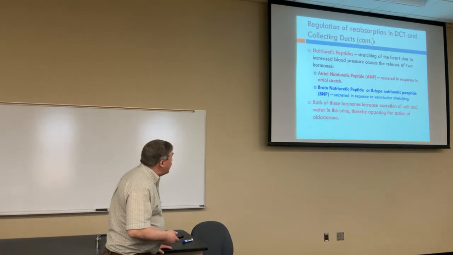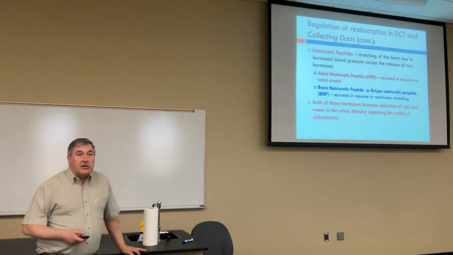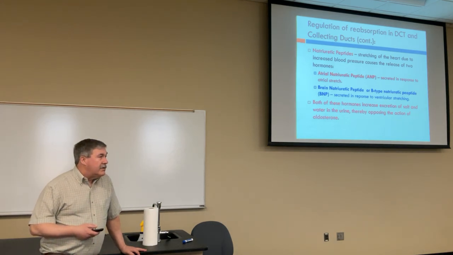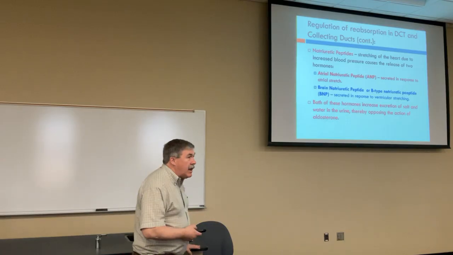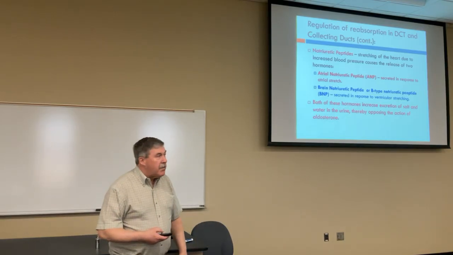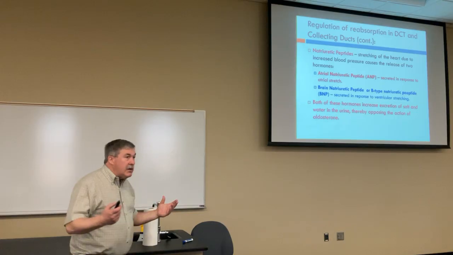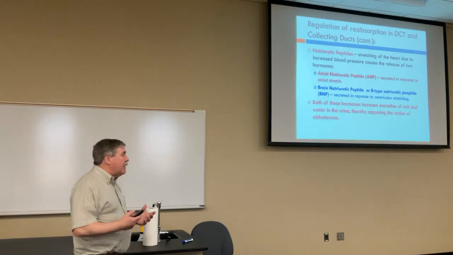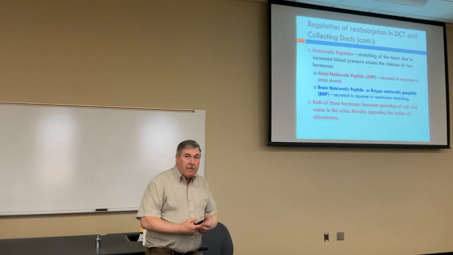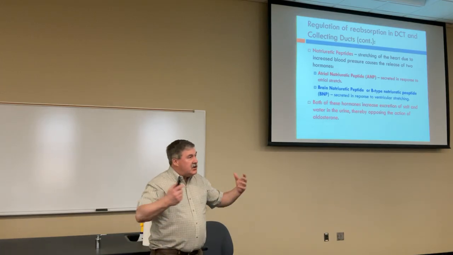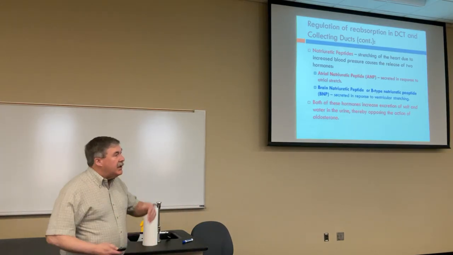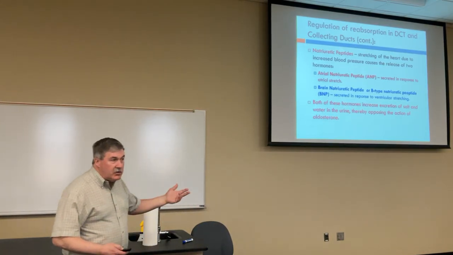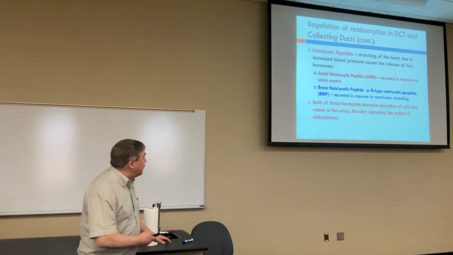And there are two different natriuretic peptides that are secreted by the heart. So these are hormones that are actually secreted by the heart. And they're both secreted in response to stretch of the heart. So as blood volume increases, which can cause increased blood pressure, more blood returns to the heart, and that's going to cause the chamber of the heart to stretch.